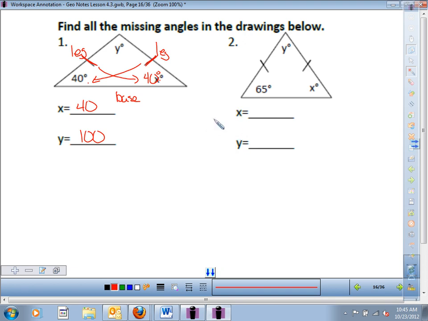All right, let's go to number 2. Number 2, here's a leg, so this is the base right here. That means my base angles are going to be congruent, so x has to be 65. Remember, if we have two equal sides, we have two equal angles. If we have three equal sides, we have three equal angles. And then if we look at y, if this is 65 and 65, we need to add those. 65 plus 65 is 130. We take 180 minus that 130, and we can find y is 50. So that angle up top there is going to be 50.